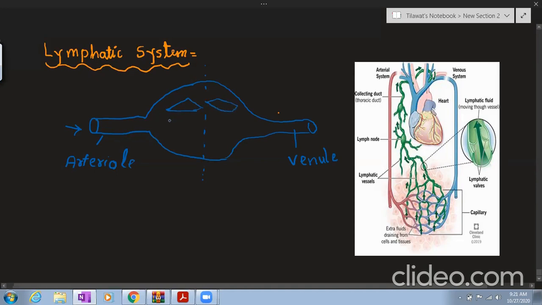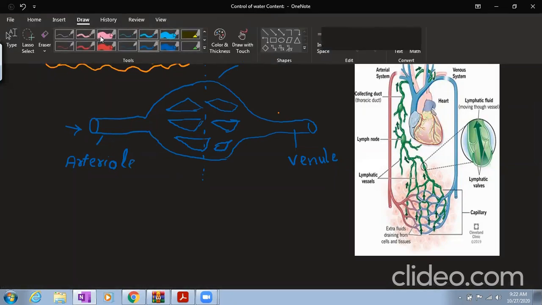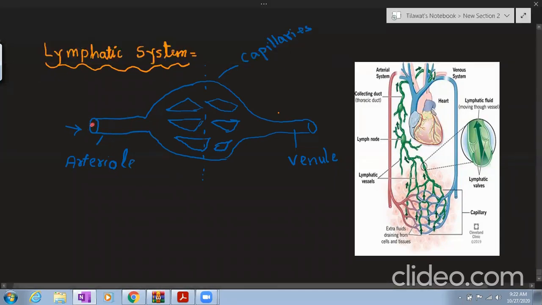Definitely, this arteriole will divide into capillaries in your tissue, right? In order to provide nutrients and oxygen to your cells. So these are capillaries. All right. Now, let's suppose blood is coming through this arteriole, and that will enter these capillaries.